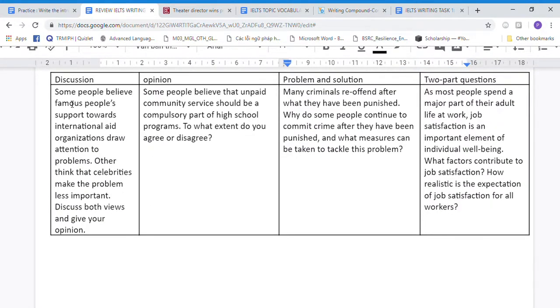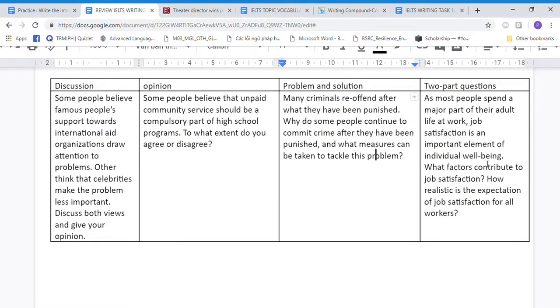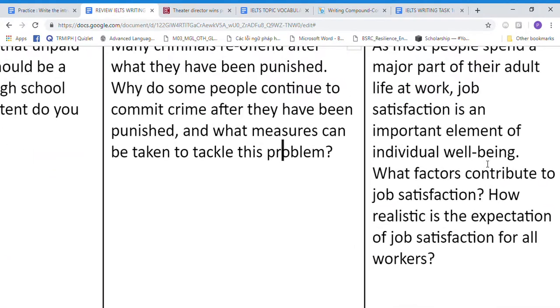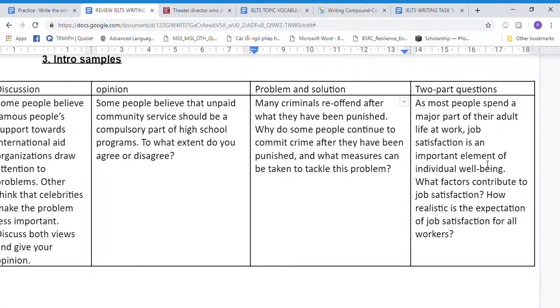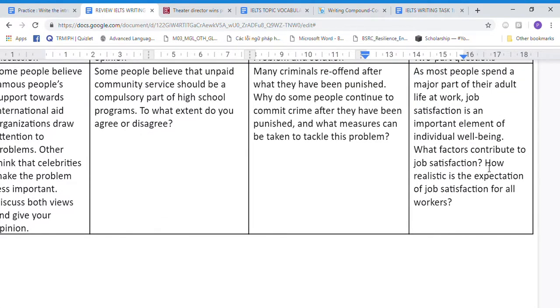Ví dụ ở đây là có 4 câu hỏi tượng trưng cho 4 cái dạng. Nhìn cái chữ part question nó hoàn toàn là random, câu hỏi nó chả liên quan. Lúc nãy mình có câu hỏi mẫu là gì? What factors contribute to this? Cái này có. Hai là is it realistic to expect this factor? How realistic is the expectation of job satisfaction for all workers?